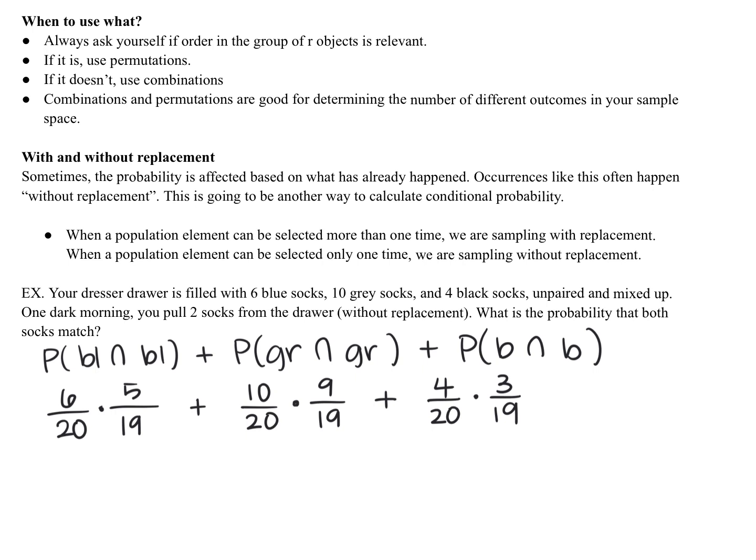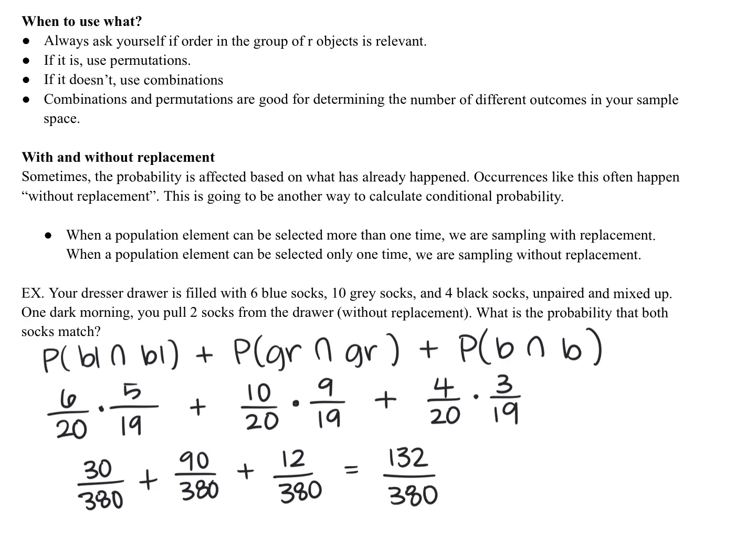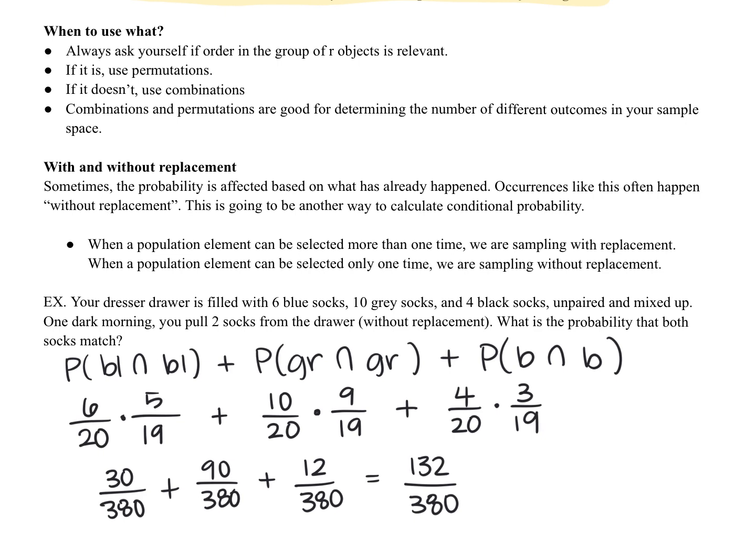So when it comes to probability, 6 times 5 is going to be 30. 20 times 19 is 380. Plus 90 over 380 plus 12 over 380. So 30 plus 90 plus 12 gives me 132 over 380, which is about 0.35. So there's only about a 35% chance that if you pick 2 socks, they actually end up matching.